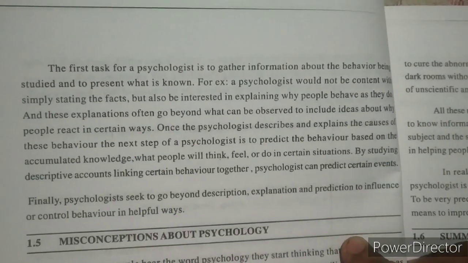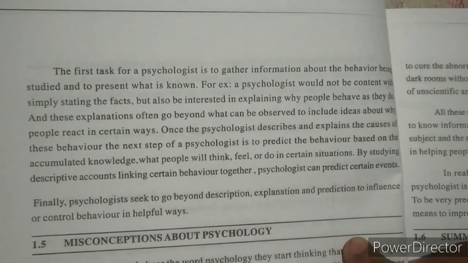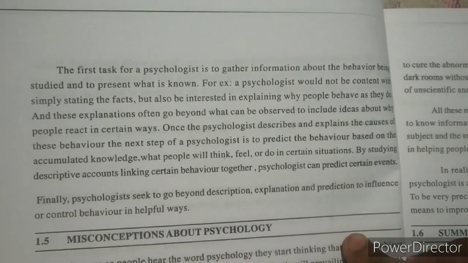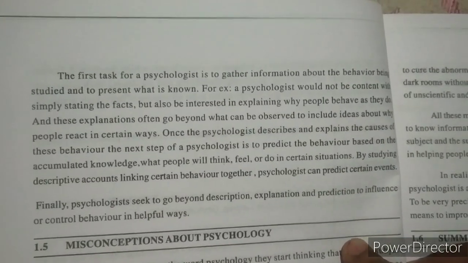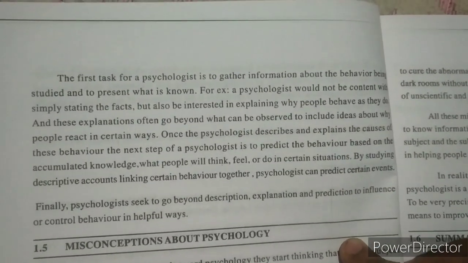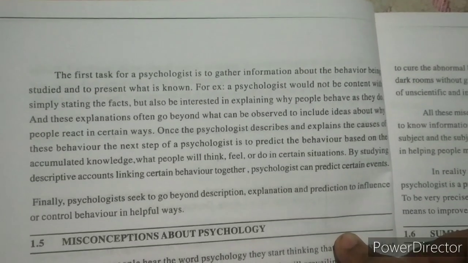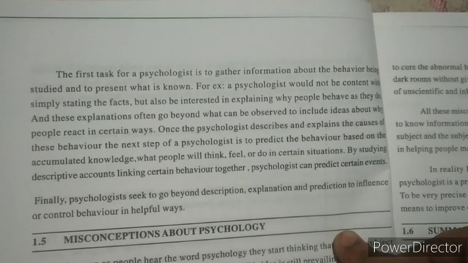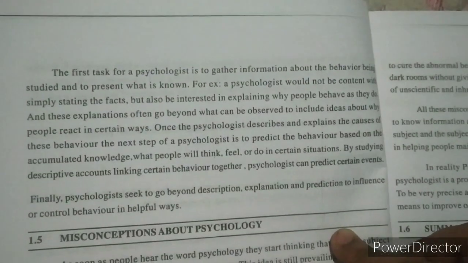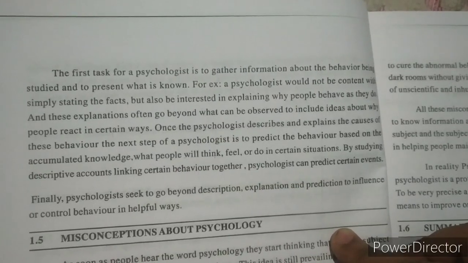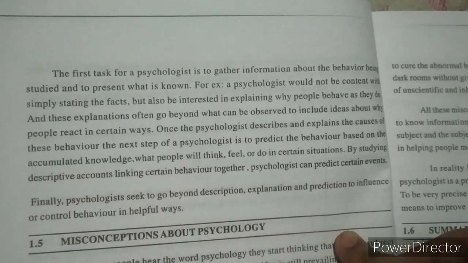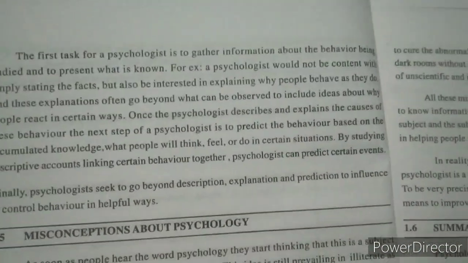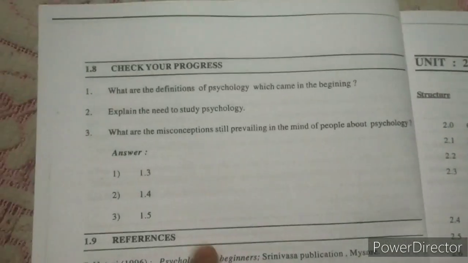Once the psychologist describes and explains the causes of this behavior, the next step is to predict the behavior based on the accumulated knowledge: what people will think, feel or do in certain situations. By studying descriptive accounts linking certain behaviors together, psychologists can predict certain events. Finally, the psychologist seeks to go beyond descriptions, explanations and predictions to influence or control behavior in helpful ways. So this is the answer to our second question.